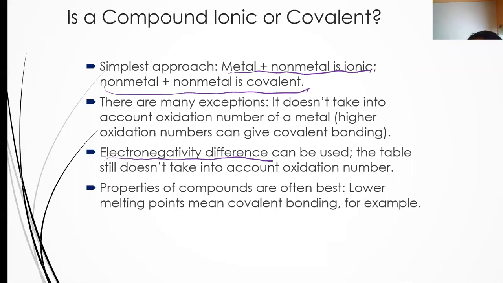So properties of compounds are often best understood when you're using your electronegativity differences. You can get an idea about whether something's going to be ionic or covalent, and I'll show you how to do that in a second. Another thing to look at is the properties of your covalent compounds. The lower melting points mean covalent bonds is an example of that.